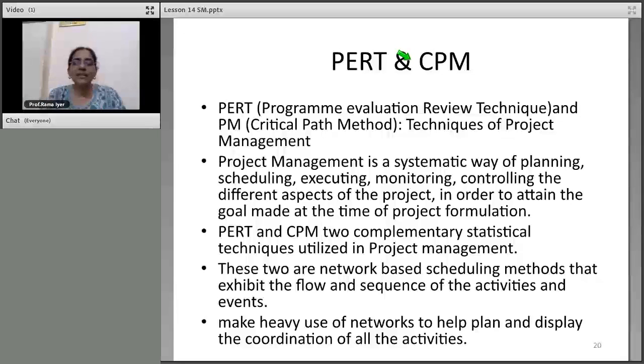And how does it work? It's a systematic way. Project management is a systematic way of what you are trying to do: plan, schedule, execute, check whether it is done, that's monitoring, and then make corrections, controlling aspects, and then come back again. Clear till here?